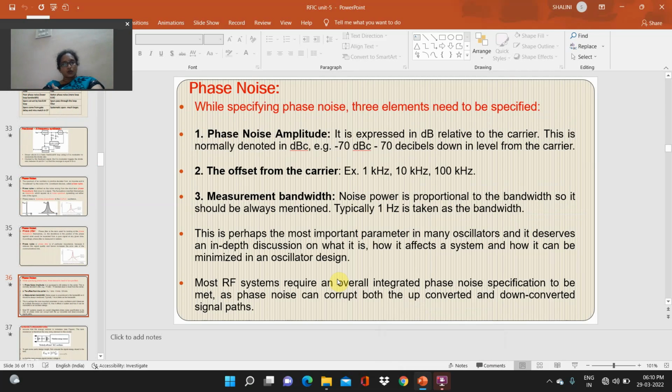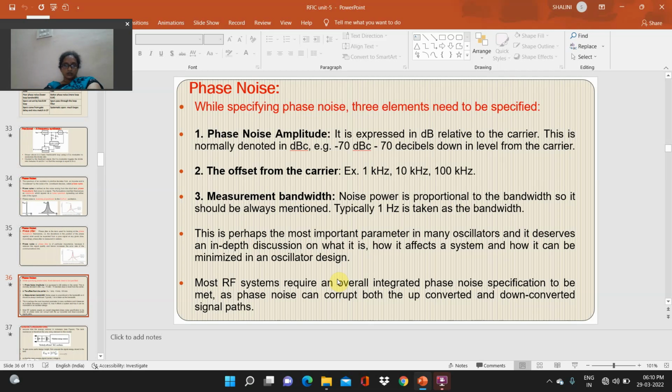while specifying phase noise, three elements need to be specified: phase noise amplitude, the offset from the carrier, and the measurement bandwidth. It is expressed in dB relative to the carrier. This is normally denoted in dBc. Example, minus 70 dBc, minus 70 decibels down in level from the carrier. The offset from the carrier, example 1 kHz, 10 kHz, 100 kHz. Measurement bandwidth.